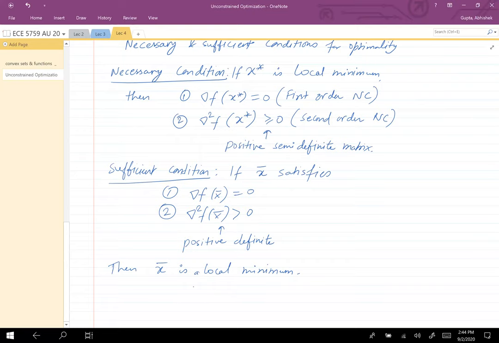So that's why it's called a necessary condition. If X star is a local minimum, then some conditions are satisfied. Whereas this is known as a sufficient condition because if this condition is satisfied, then we know for sure that X bar is a local minimum. Okay, any question on these two conditions for optimality?